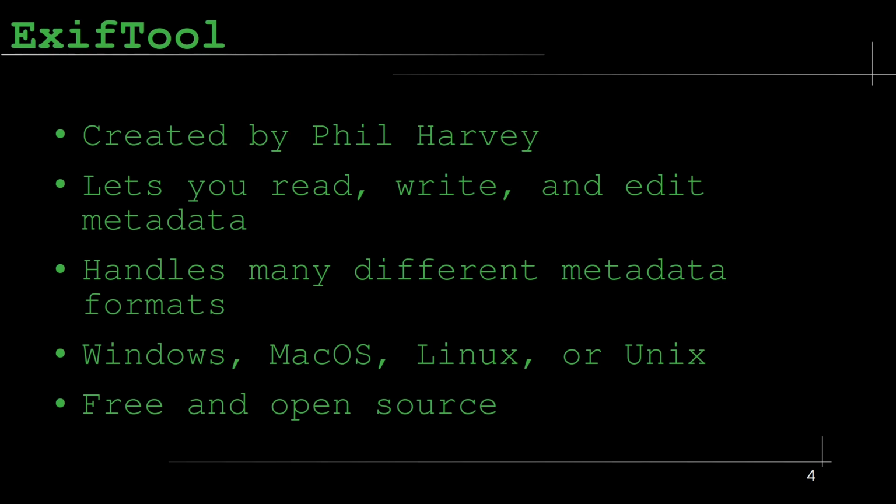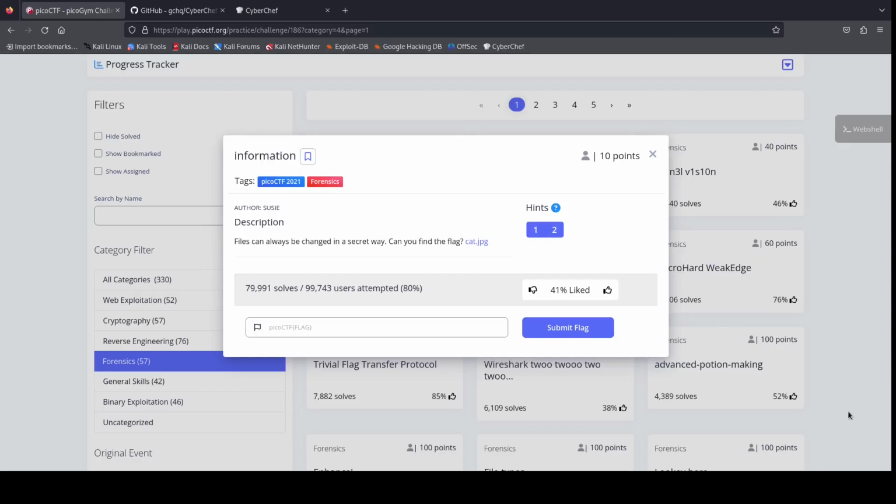ExifTool can handle many different metadata formats, such as EXIF, GPS, IPTC, XMP, and more. You can see the full list on its website. ExifTool is very versatile. You can use it on Windows, Mac OS, Linux, or Unix. You can use it as a library in Perl or as a command line application, or as a standalone executable. ExifTool is free and open source, so you can download it and try it for yourself. I think you'll love it as much as I do. ExifTool is already pre-installed on Kali Linux, so let's jump into the challenge.